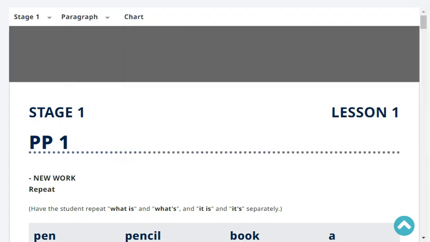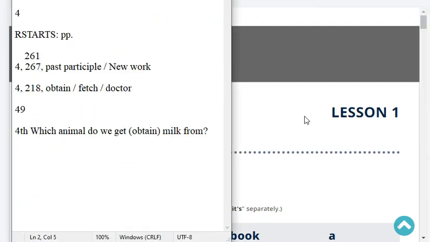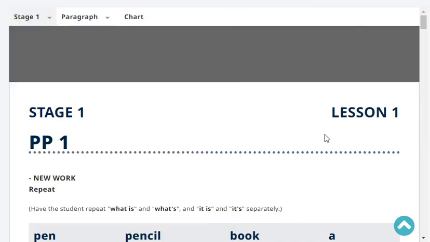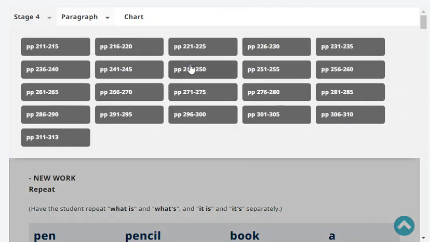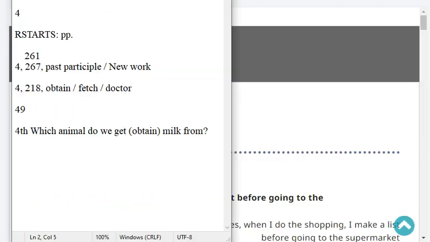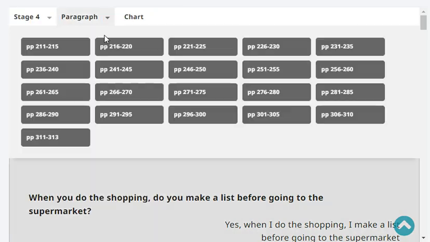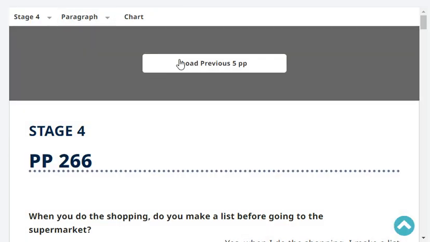We are at stage 4, paragraph page 267. Okay, here we go. And our last headword was past participle. Okay, so let's start with revision.